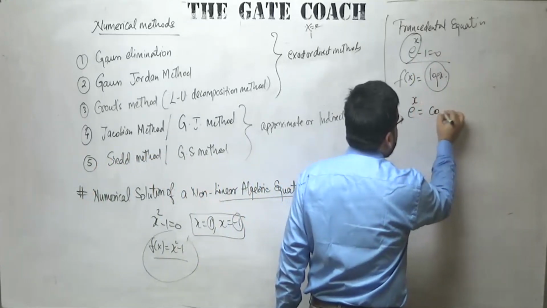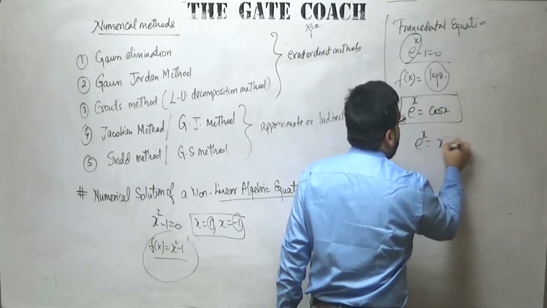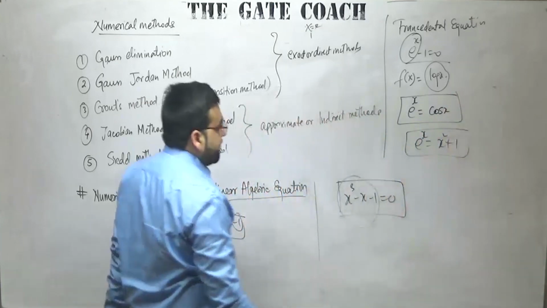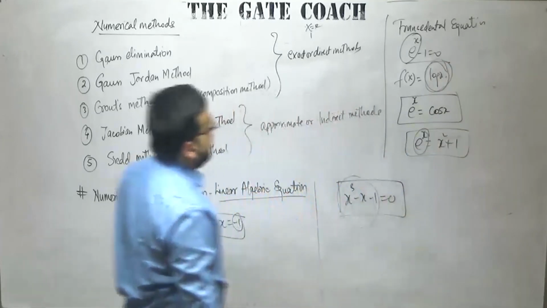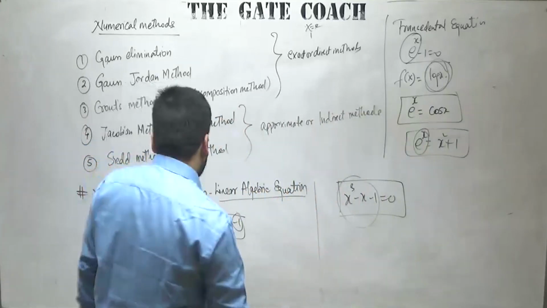E raised to the power x is equal to cos x. This will also be a transcendental equation. E raised to the power x is equal to x square plus 1. This will also be a transcendental equation. In these types of equations, one common thing is that we have e raised to the power x and log x. These equations can also be solved with the help of the numerical methods.